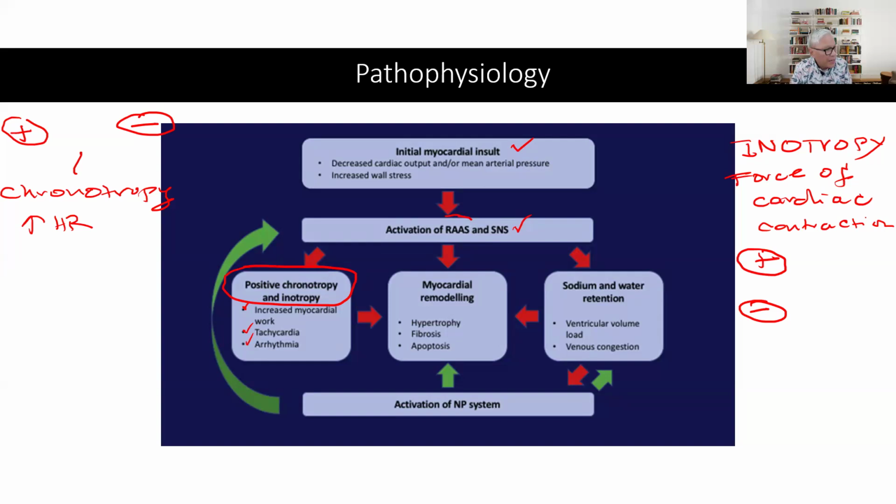And then the other thing is that as a result of the renin-angiotensin-aldosterone system, you're going to have sodium and water retention. When you have sodium and water retention, it increases your ventricular volume load, and therefore the workload of the heart is going to be increased, and it leads into congestion.